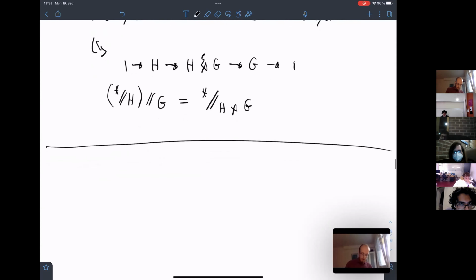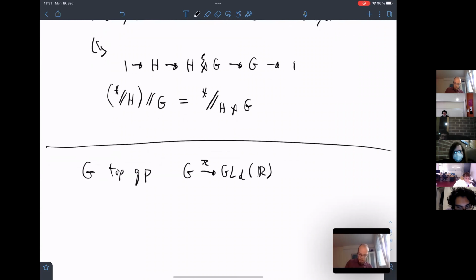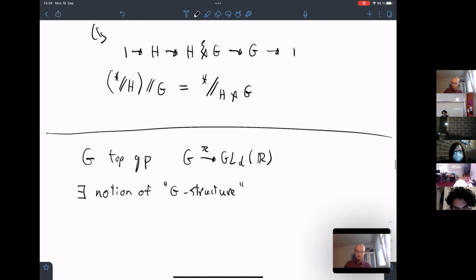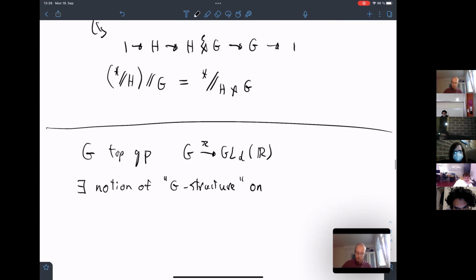And for that, I should recall some boring geometry things, but I'll just do the minimal amount that I need. So suppose I have a topological group and a d-dimensional real representation of it. Then I'm just going to black box that there exists in differential geometry a notion of G-structures on manifolds that generalize things like orientation, Riemannian structure, spin structure, these kinds of things. These are things that I have in mind.